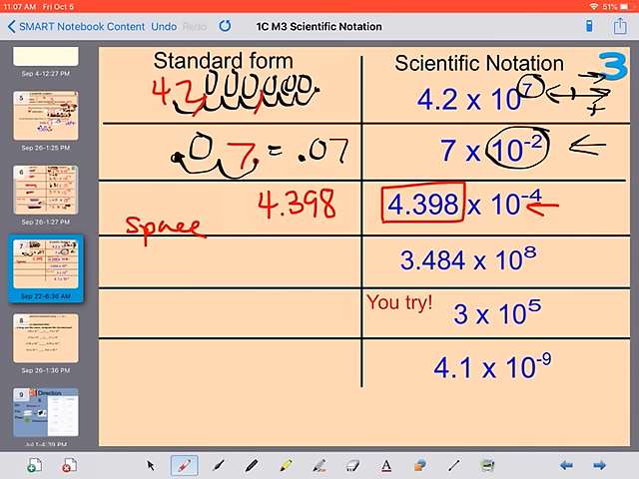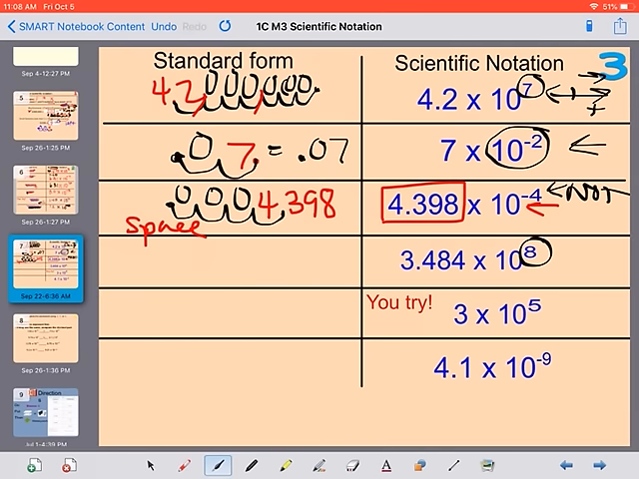4.398. We're moving our decimal 4 times. We're dividing by 10. 1, 2, 3, 4. And fill in each loop with a 0. Notice we moved 4 times, but we only added 3 zeros. So this number does not relate to how many zeros there are. It's close, but not quite. Just like here, we only added 1 zero, but there were 2 spots to the left.